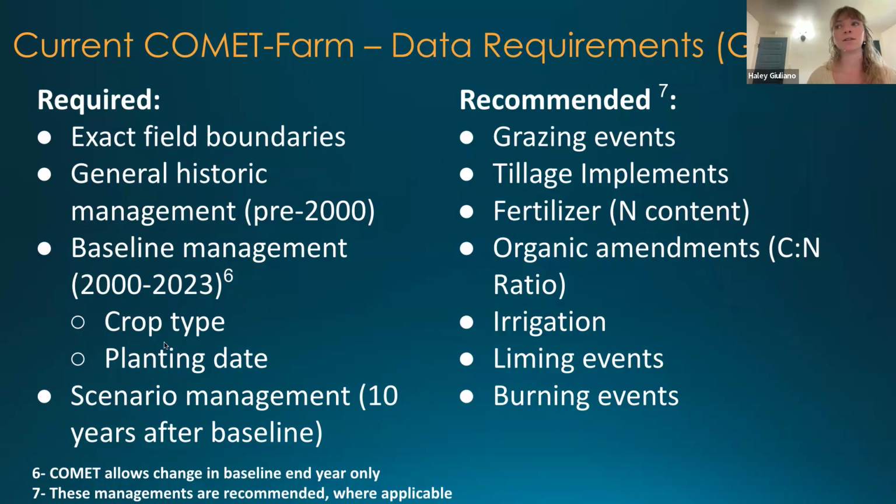You will need to enter at least a crop type, which includes fallow, and a planting date for those crops. And you will have to enter a scenario management. Now, where you have any of these additional management practices over on the right, if you have that on your operation, then it is recommended that you add those in there as well. But these are not required technically to generate a report.